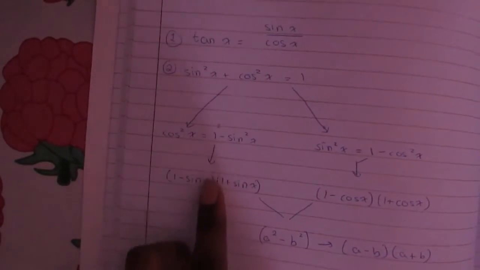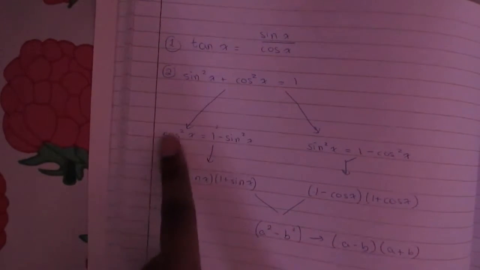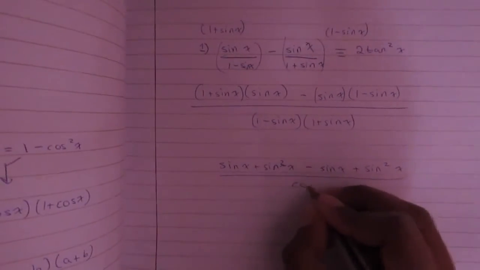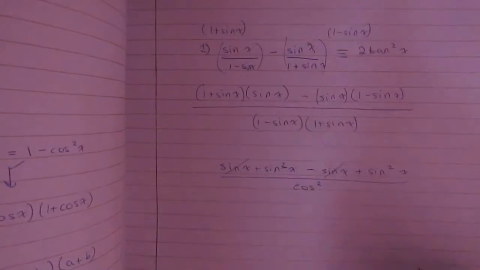Doesn't that look familiar? You notice that it's the same as 1 minus sine squared x. And what does 1 minus sine squared x equal? Cosine squared x. So you see that they all relate, and you just have to be aware of that. Ignore the fact that I forgot to put an x there.